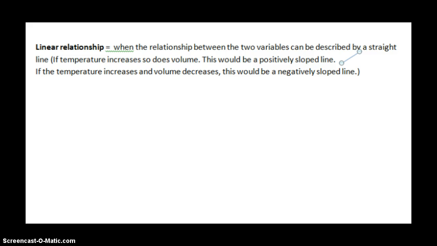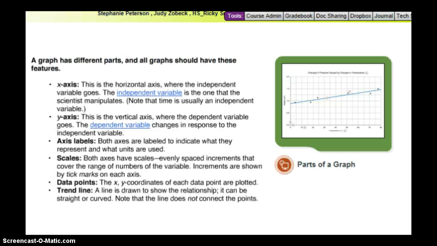What about if the temperature increases and the volume decreases? This would be a negatively sloped line. It's still linear, but how would the line look now? Now it would look like that. A graph has different parts, and all graphs should have these features.